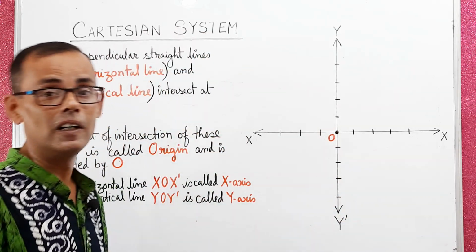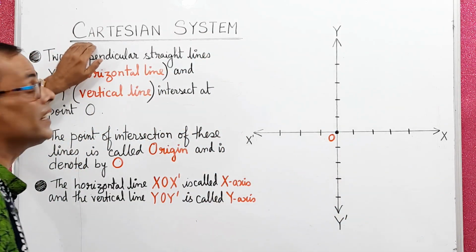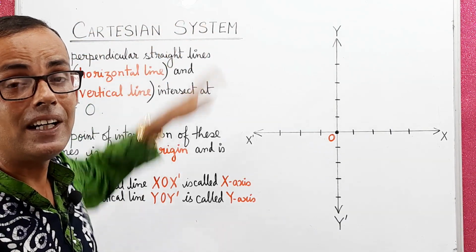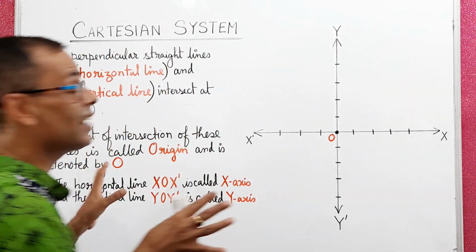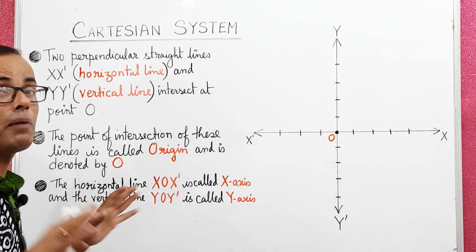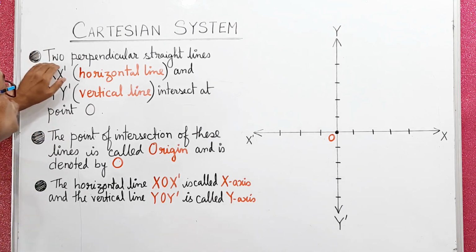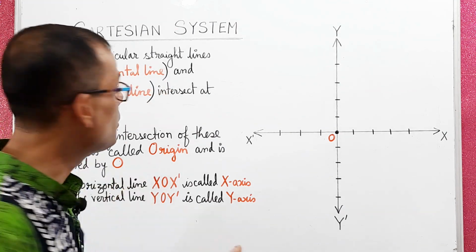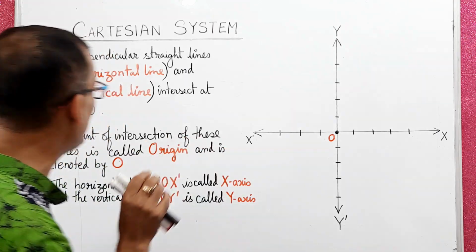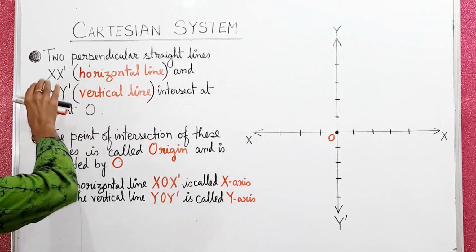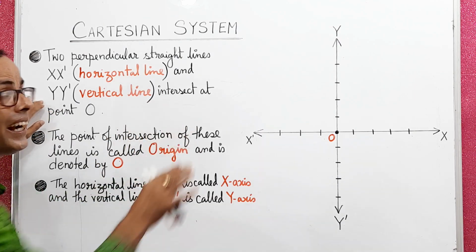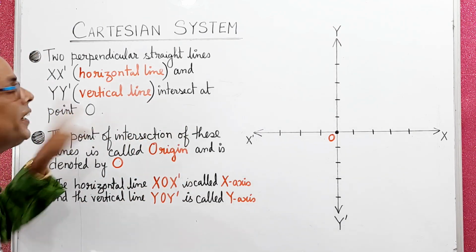In this chapter, the first concept we are going to study is the Cartesian system. Let us explore this Cartesian system more elaborately. What is it telling about the Cartesian system? It is telling that two perpendicular straight lines are there. Simply two straight lines, and they are perpendicular. Why they are perpendicular, that also I will tell you. One is X, X dash, another one is Y, Y dash, and they are intersecting each other at the point O.